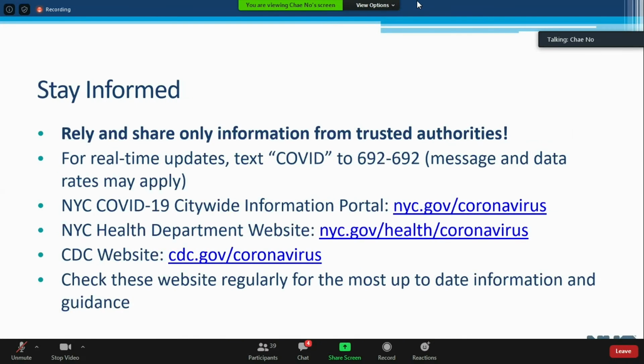To stay informed, please visit our website, nyc.gov/coronavirus. Our direct portal is nyc.gov/health/coronavirus. If you have a smartphone, or if you text with your phone, you can text COVID to 692-692. Periodic updates are sent regarding the situation, and we'll release the information periodically and as much as possible.